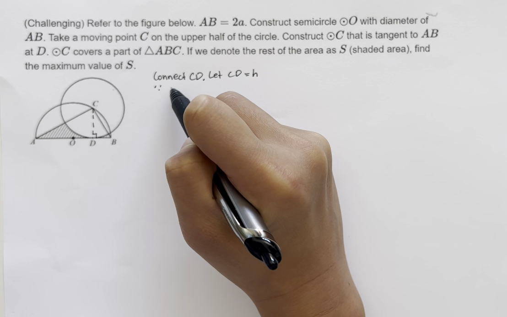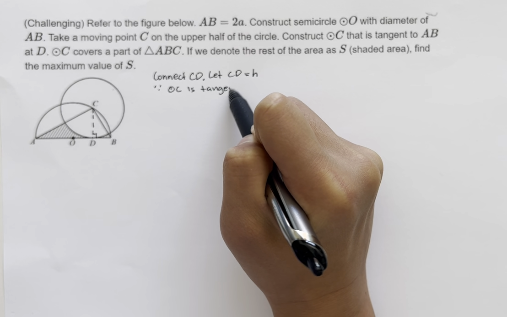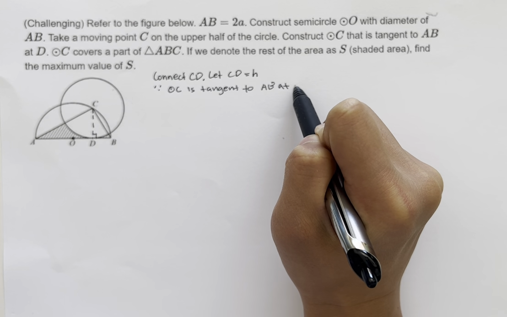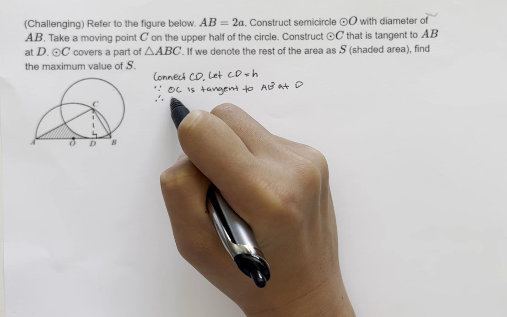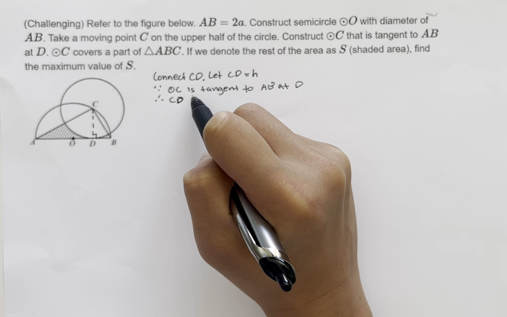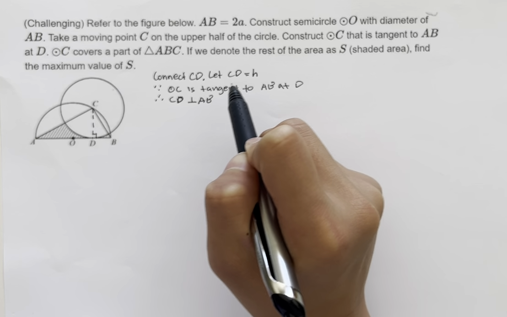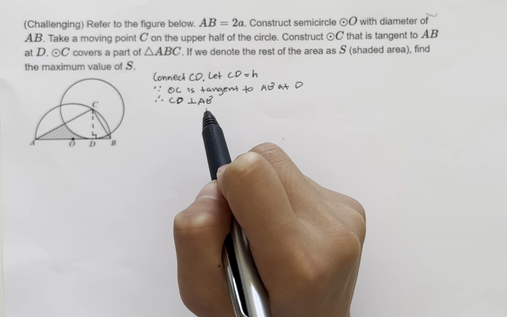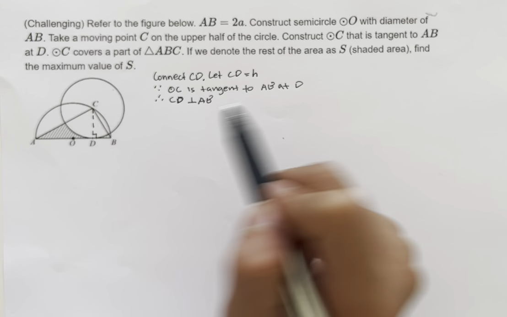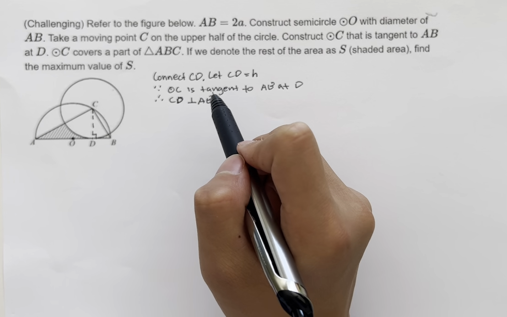Now, since circle C is tangent to AB at D, CD is going to be perpendicular to AB, because in circles, if we connect the center to the tangent point, this radius will be perpendicular to the tangent line. So which is basically CD is going to be perpendicular to AB.